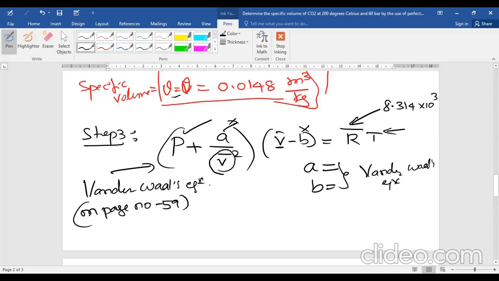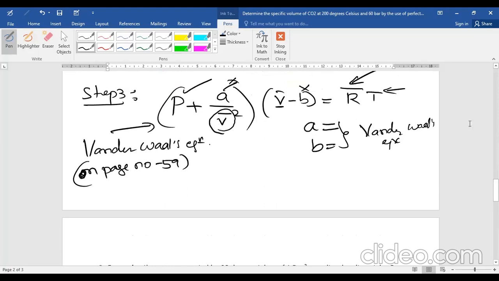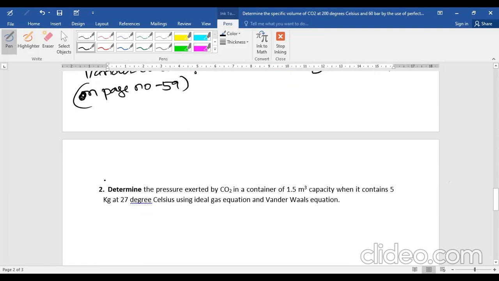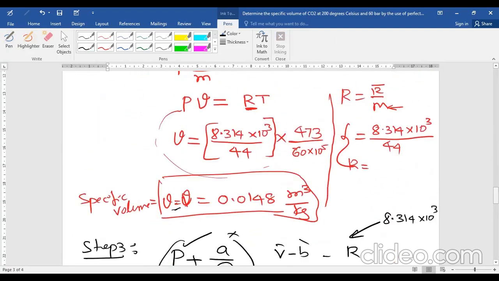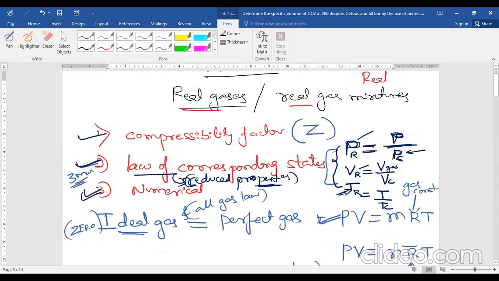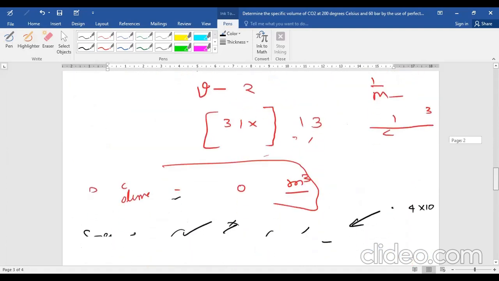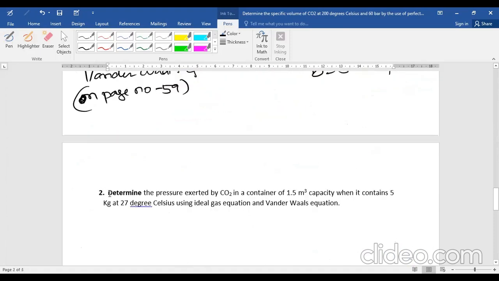On page number 59 in the thermodynamic data handbook, they have given different types of gases as well as the A and B values. Okay, all values are available. So for example, the given gas is carbon dioxide for us. Let me open a new page so that I can write easily. So all of you open page number 59 and note down the values of A and B.